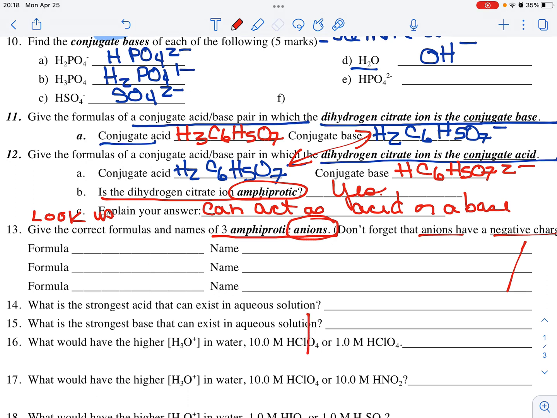So this next part is sort of hard, and you could probably find some people to argue this. But the strongest acid that can exist in aqueous solution is H3O+. And you might guess the strongest base that can exist is OH-.